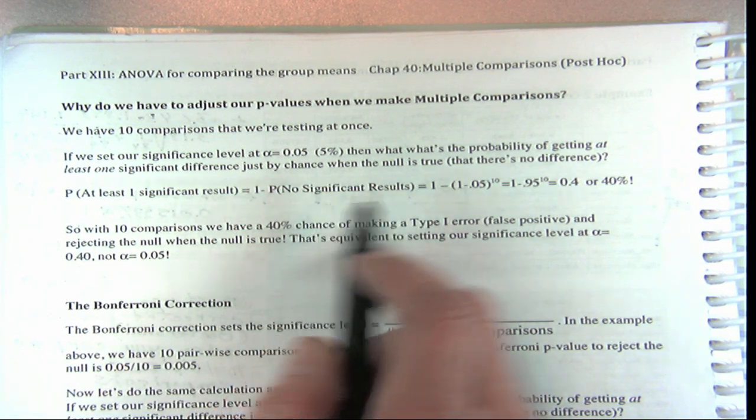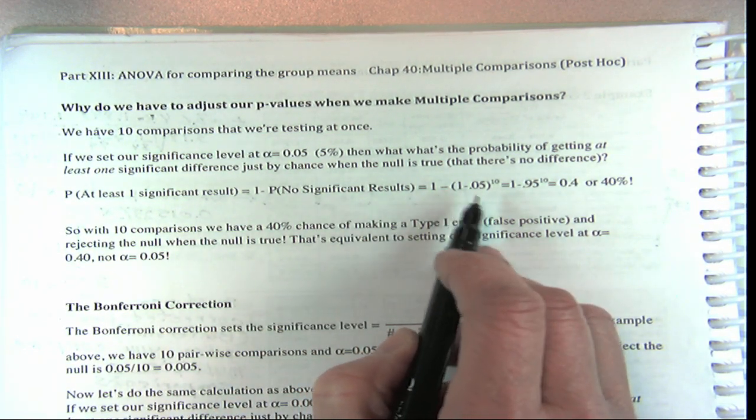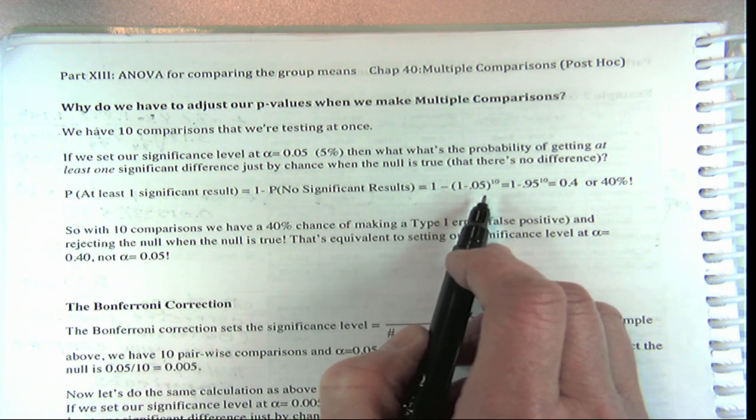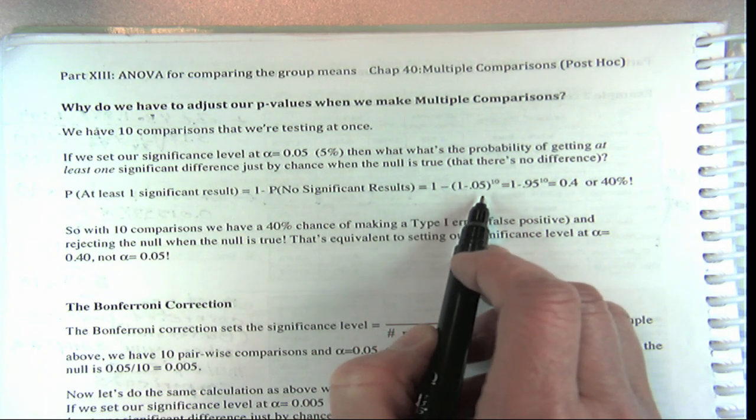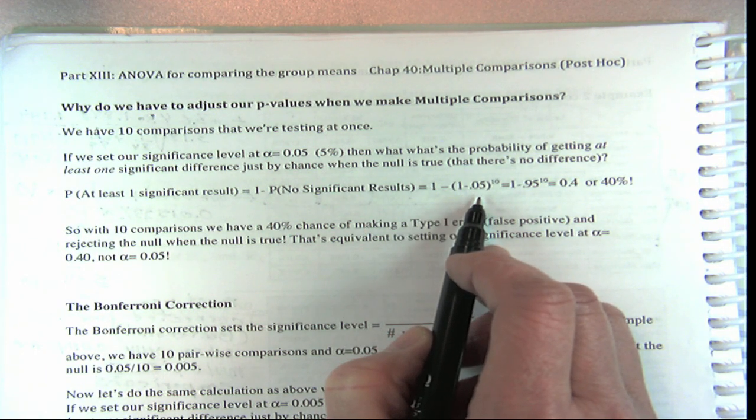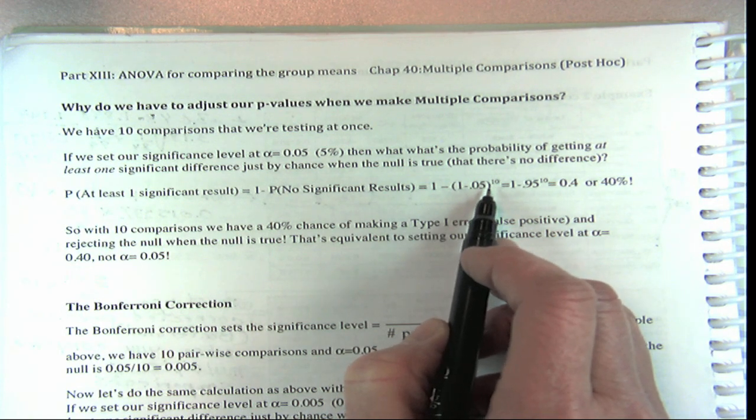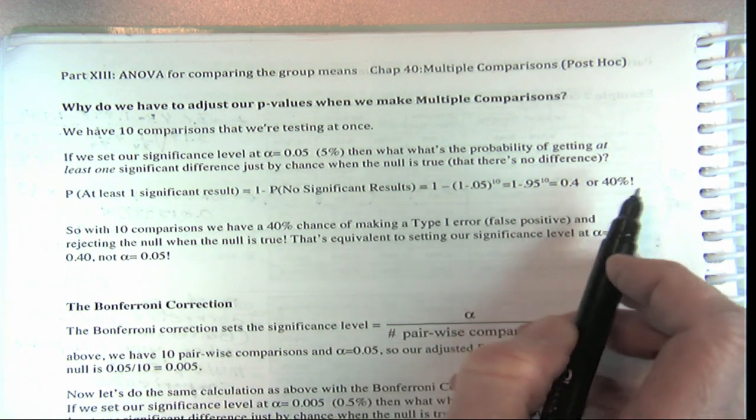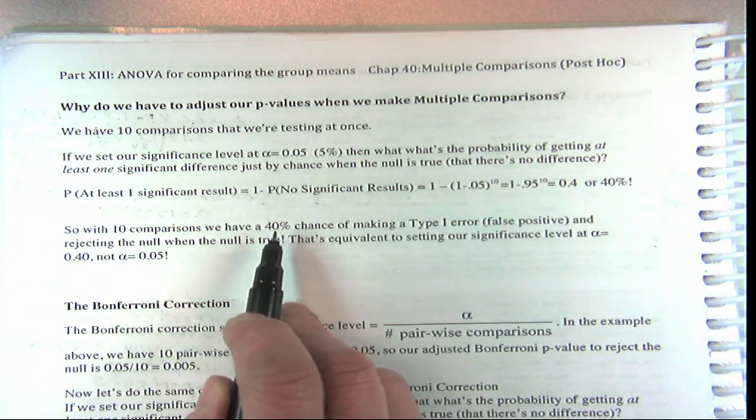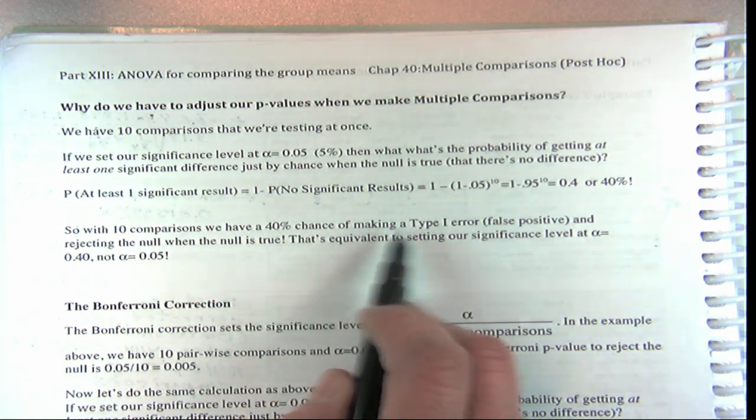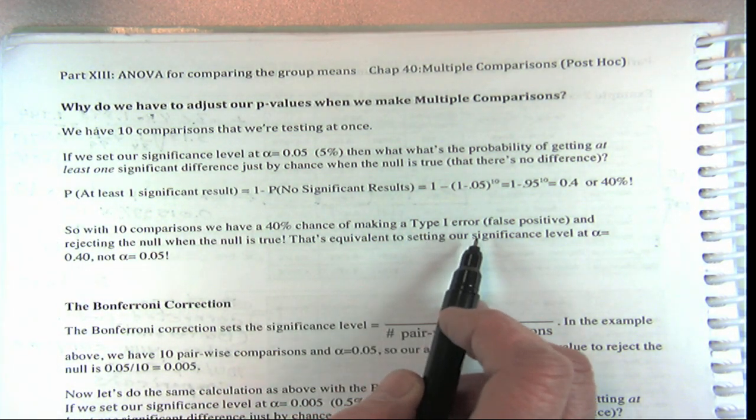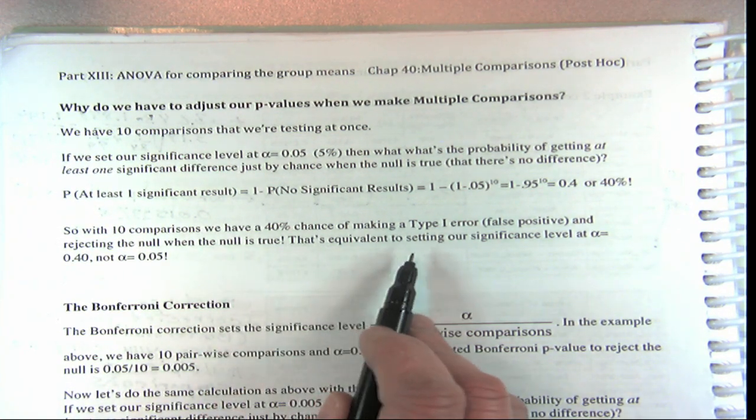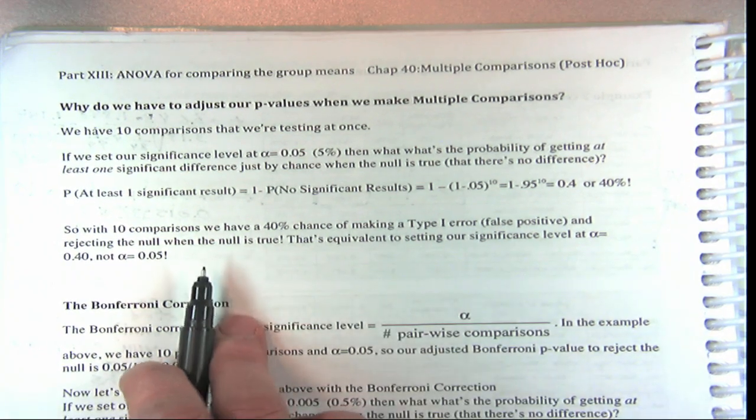The probability of at least one is 1 minus the probability of none. We know that. So that would be 1 minus the probability of none: the probability of 1 is 5%, the probability of none is 95%, 0.95, right? But if we're doing 10 of them, it's going to be raised to the 10th. So that's 1 minus 0.95 to the 10th, which is equal to 0.4 or 40%. So with 10 comparisons, we have a 40% chance of making a type 1 error, a false positive, and rejecting the null when the null is really true. So it's really equivalent to setting our significance level at 40%, not 5%.